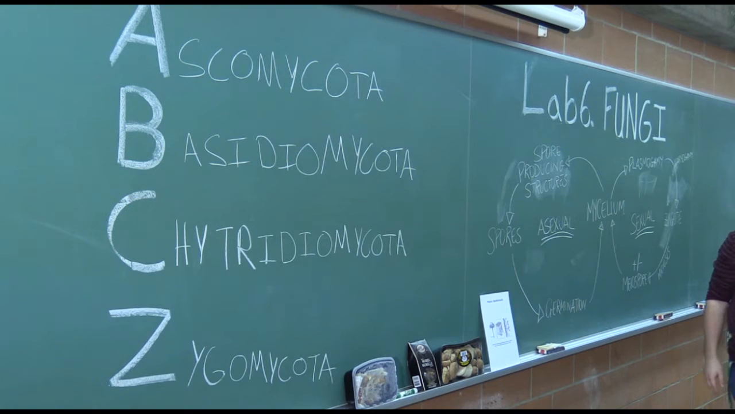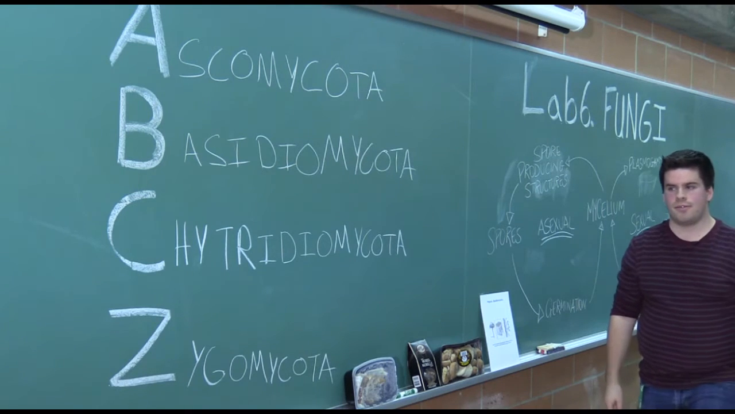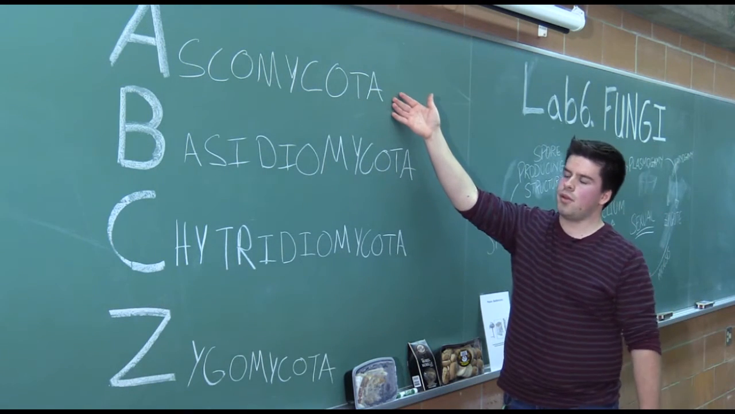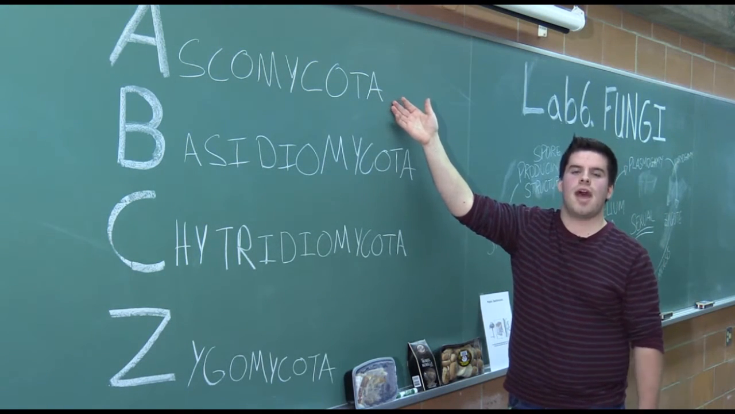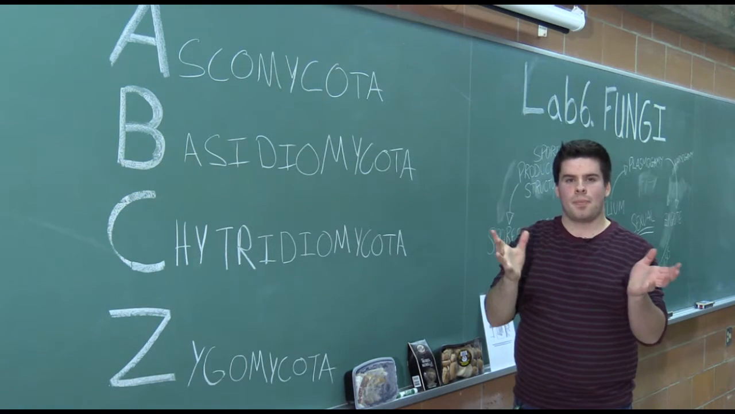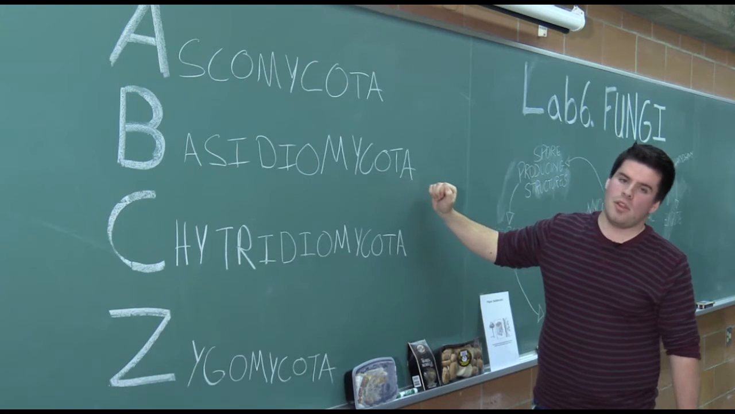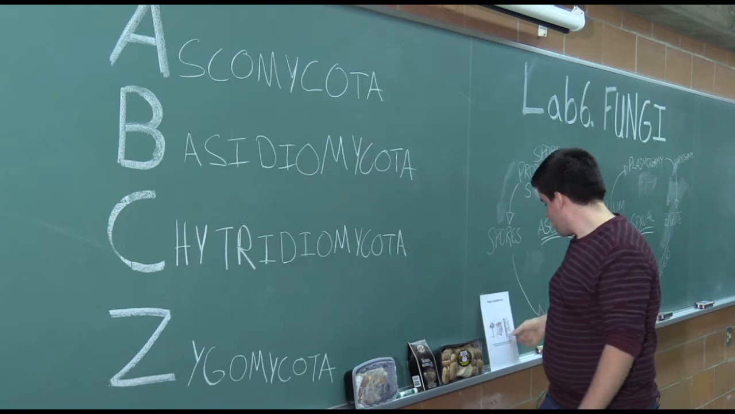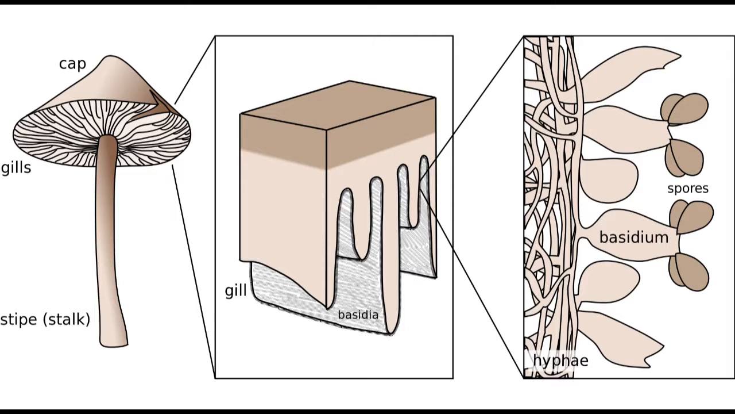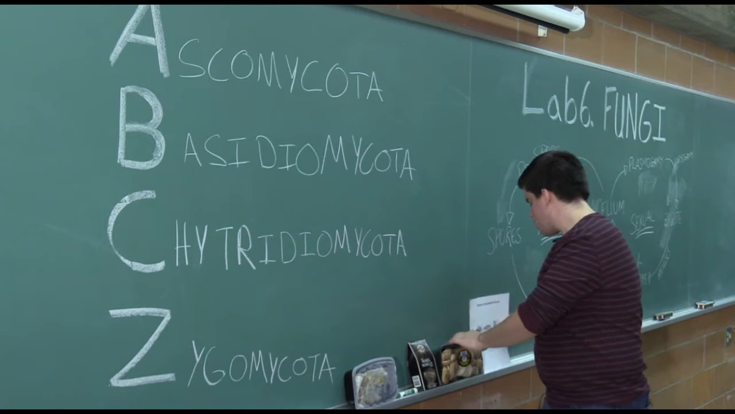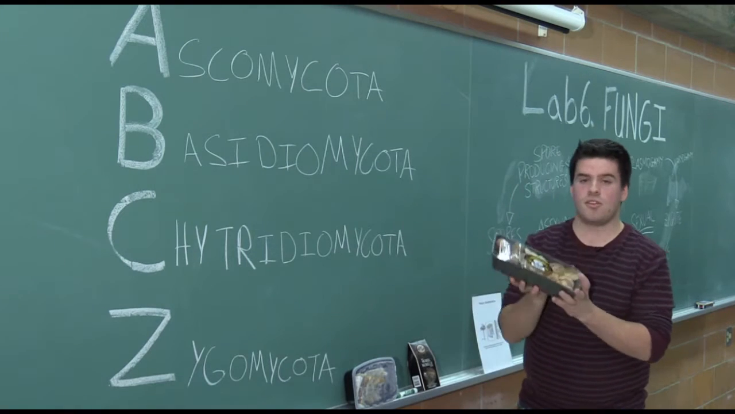In Lab 6, there will be 4 phyla that we'll be looking at in the kingdom of fungi. The first one is the ascomycota. Asco standing for ascus, and ascus means cup-shaped. Next is basidiomycota. Basidiomycota have gills, and these gills are club-shaped. An example of basidiomycota are these mushrooms I bought.